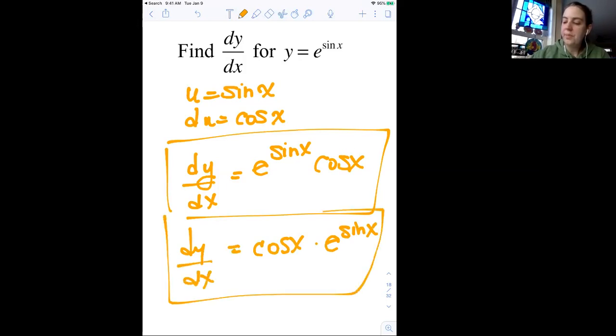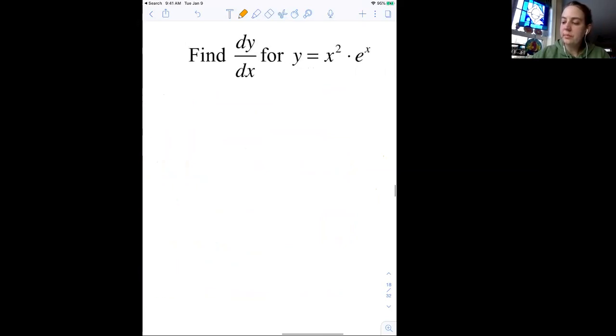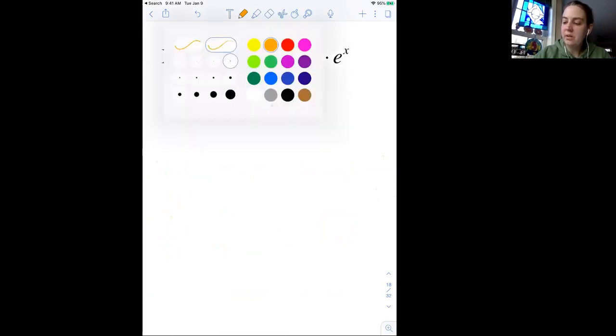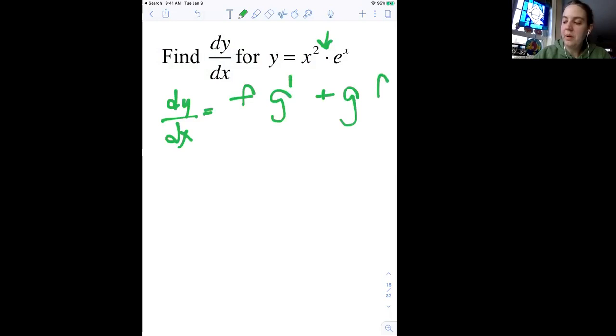There you go. So let's come over here and see what example 6 is up to. This guy right here. Switch colors. This means multiply, so we're dealing with a product rule. All these rules just keep getting layered and layered and layered. So remember, it's f g prime plus g f prime.